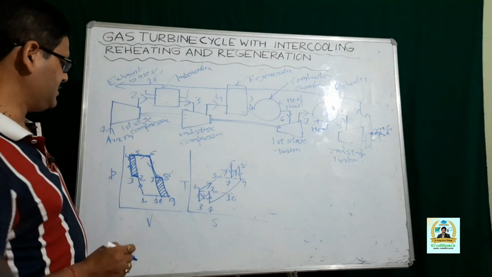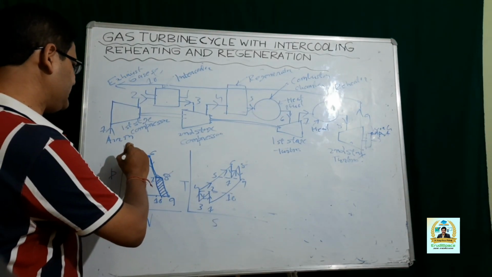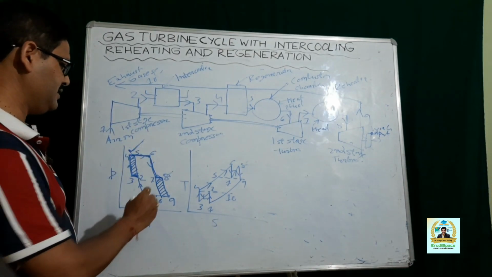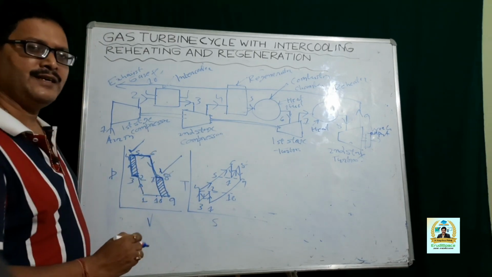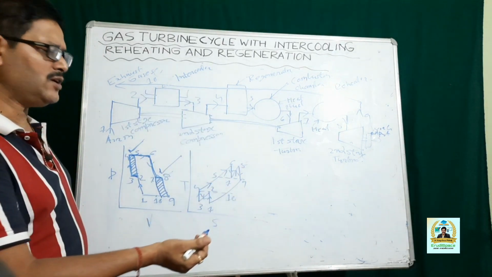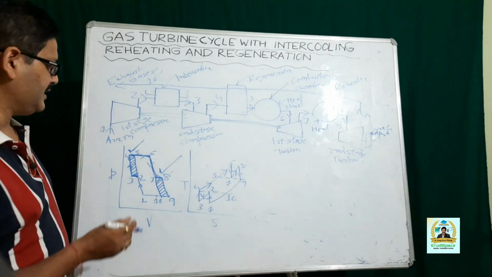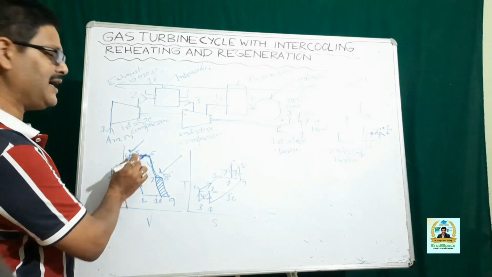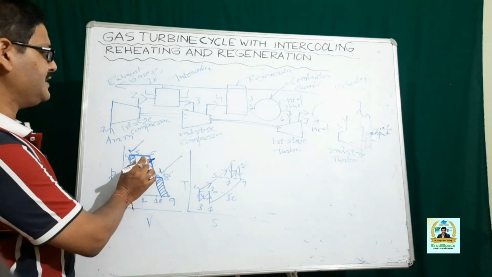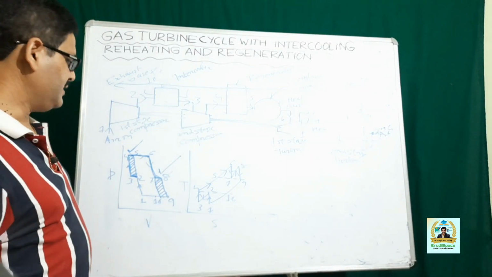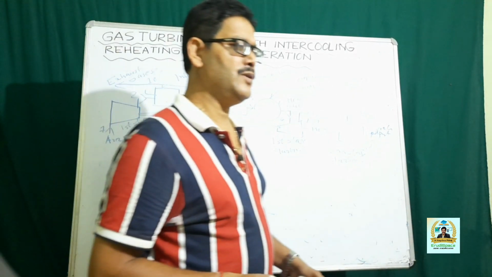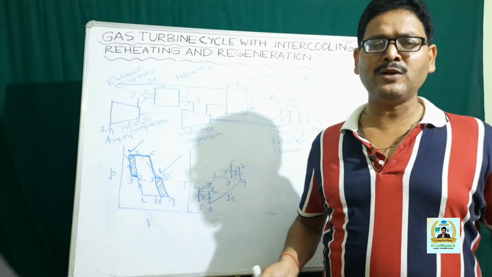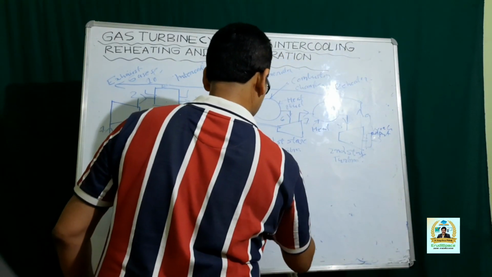So in this arrangement we do have work output gained by reducing the compressor work, work output gained by increasing the work output by providing this reheater, as well as improvement in efficiency by reducing the heat supplied by incorporating the regenerator. And all of us know that the performance measure of the regenerator is what we call its effectiveness.